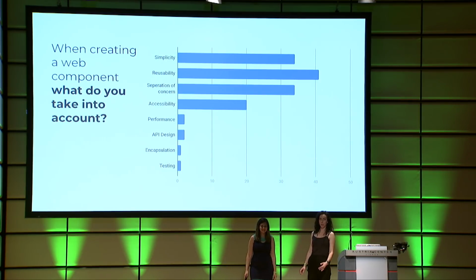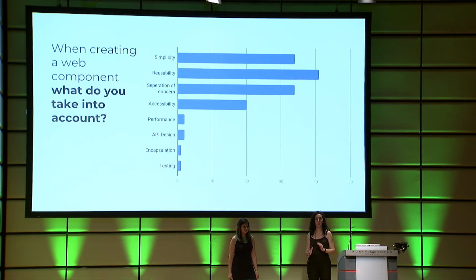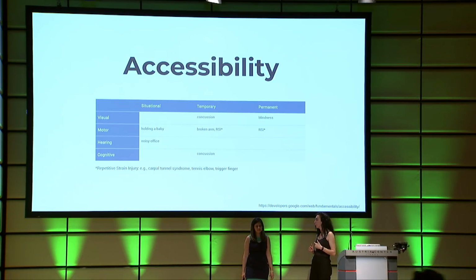Then we asked what they're taking into account when creating a web component. The first 4 options were given, and then they could add anything else they thought was necessary. It's great to see that they're thinking about reusability, simplicity, and separation of concerns. However, accessibility is lacking, and this is a problem. This is a problem because accessibility is very important.